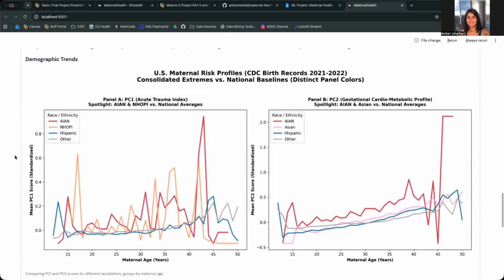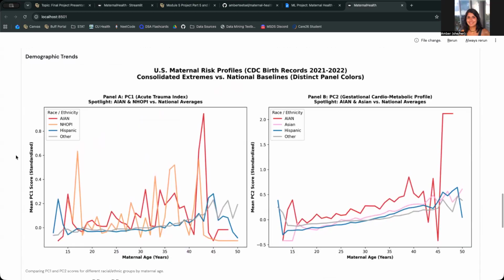However, looking at the demographic breakdowns, we do see that these compounding risks are highly unequal. American Indian and Alaskan Native mothers, as well as Native Hawaiian and Pacific Islander mothers and Asian mothers, all face significantly higher baseline clinical risk profiles than other groups like white mothers and multi-race mothers. Furthermore, the data shows that younger demographics are disproportionately forced to rely on emergency departments for obstetric care, highlighting massive systemic gaps in planned proactive prenatal care.